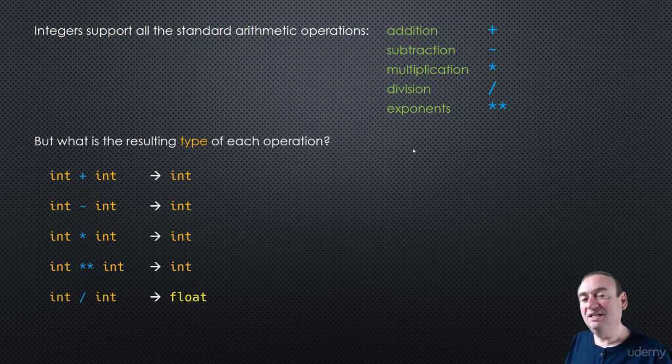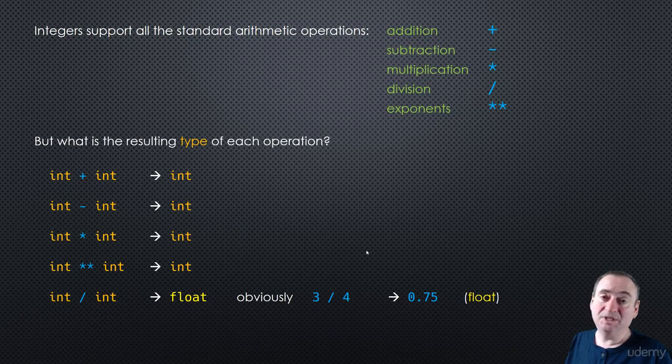But division is a little bit different. Division will always return a float. Now, it's pretty obvious when we do something like 3 divided by 4, right? That's 0.75. So we can't expect 0.75 to be an integer data type. It's going to have to be a float, which is what Python will return.